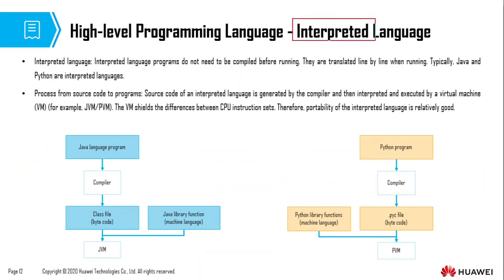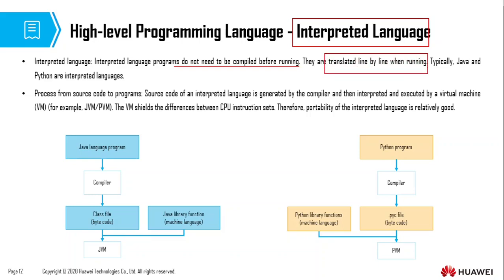On the other hand, what is the difference between that and interpreted languages? Interpreted language programs do not need to be compiled before running. They are translated line by line when running. Line by line, very important. They are translated line by line when running. So typically, languages such as Java and Python are interpreted languages.